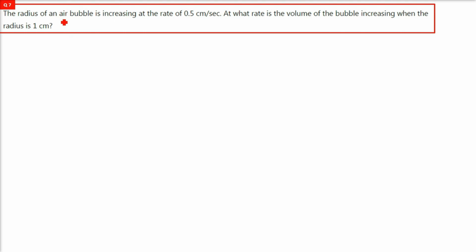The radius of an air bubble is increasing at the rate of 0.5 centimeter per second. dr by dt is provided to you. How did I get the idea? Because it is centimeter per second. From the unit I got the idea, it is talking about only dr by dt. At what rate is the volume of the bubble increasing when the radius is 1 centimeter?